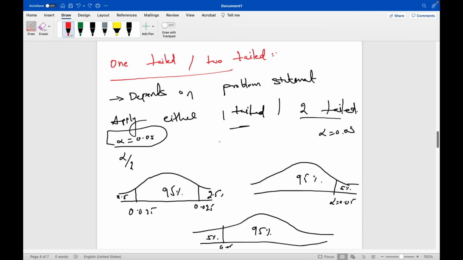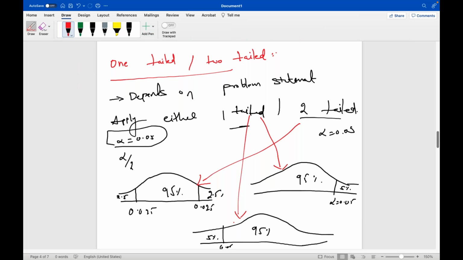The one with both sides is a two-tail test, and either right or left is a one-tail test. Yes, this is a two-tail test, and this one is a one-tail test. It's a one-tail test because you're taking only one side of the distribution. You're not considering both sides. When you consider only one side, it is a one-tail test. When you consider the distribution on two sides, that is the two-tail test.